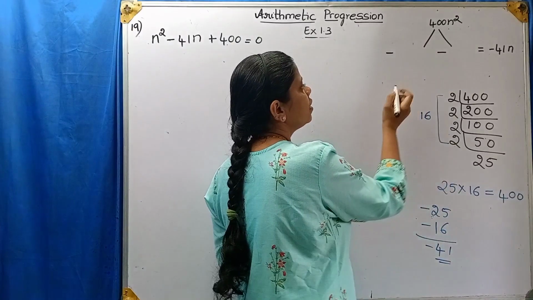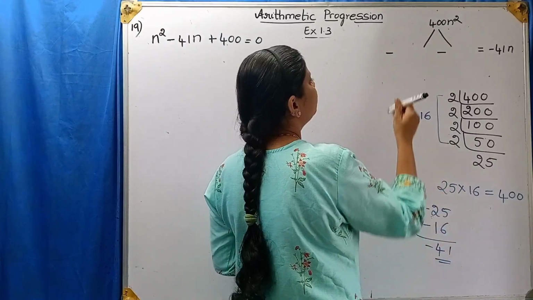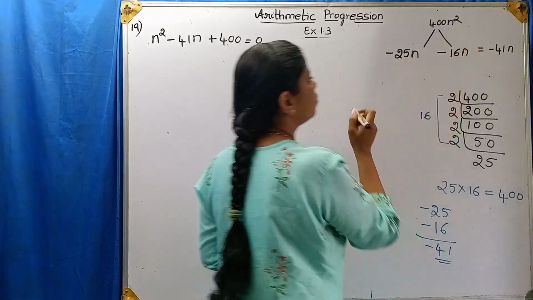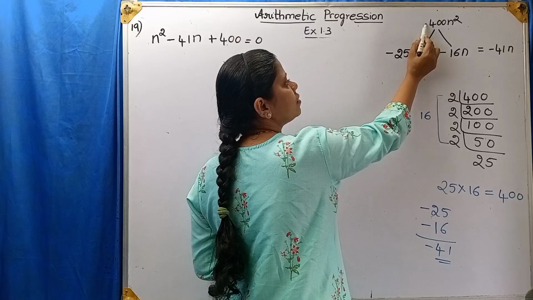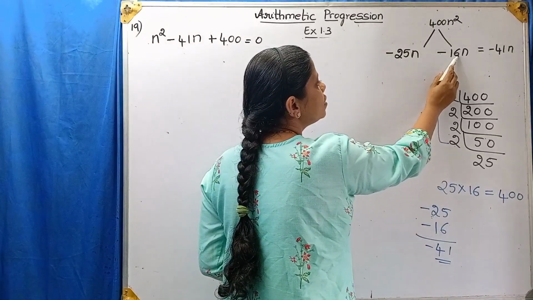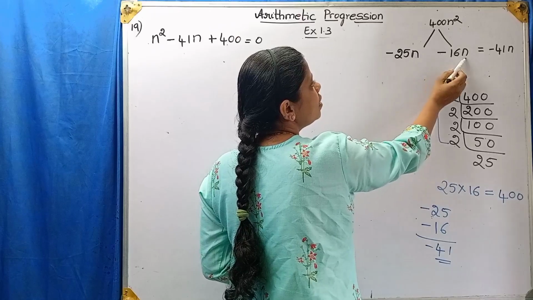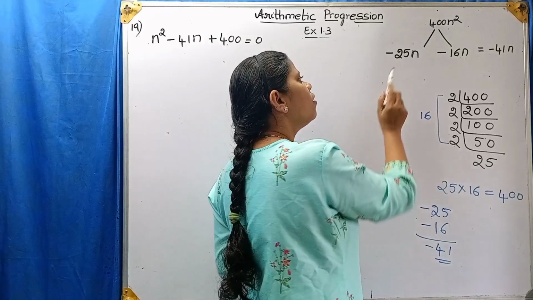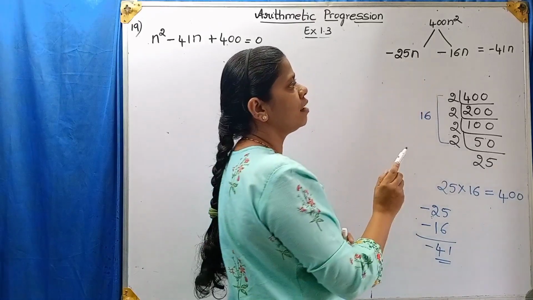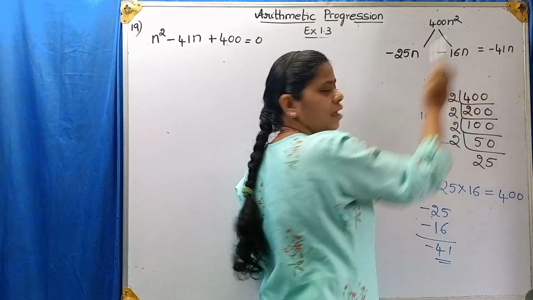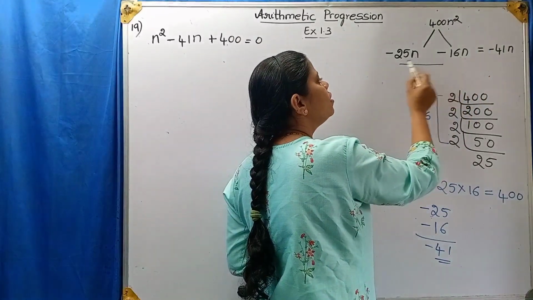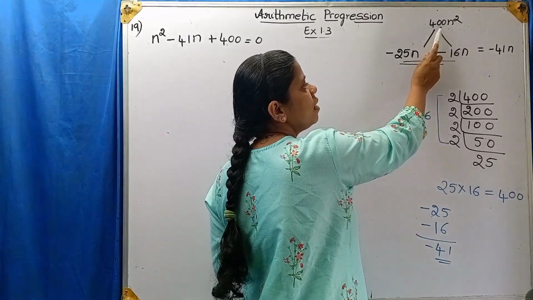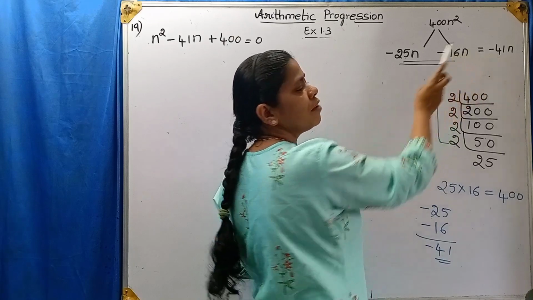Now let me explain it once again. See here. Now minus 25n minus 16n. Minus into minus is plus, isn't it? 25 into 16 is 400. n into n is n square. When we multiply these two numbers, we will get this as the answer. Now see, minus 25n minus 16n is what? Minus 41n, isn't it? Therefore, these are the two numbers, so that we will get this as the answer when we multiply, and we will get this as the answer when we add.